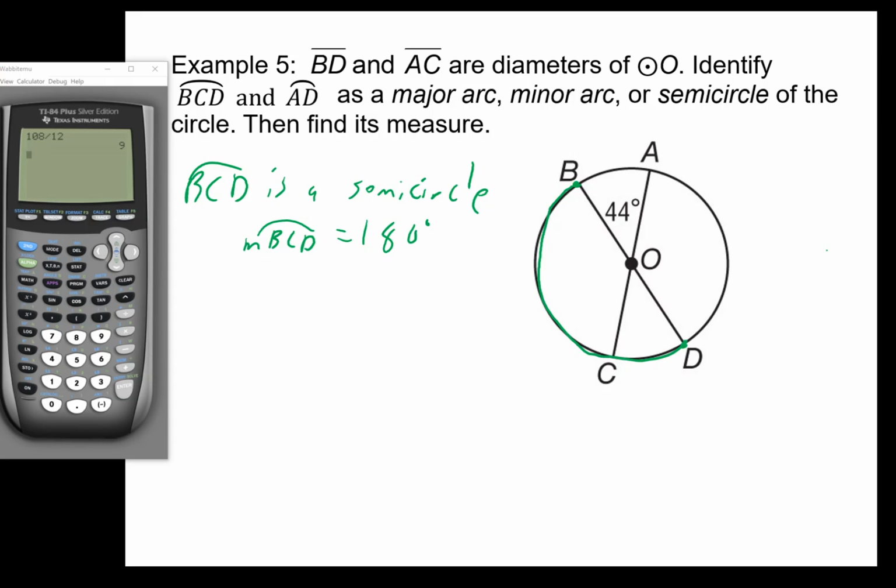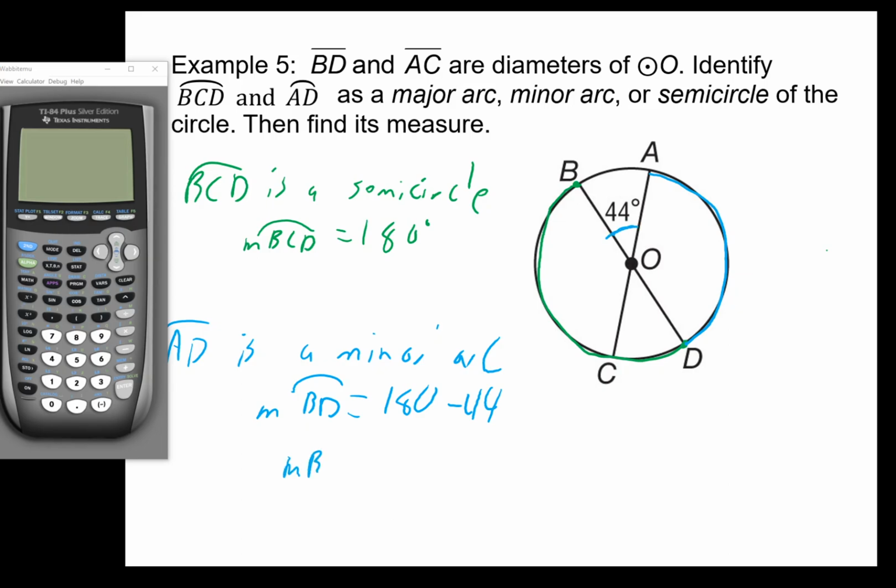Now, AD over here, we'll do this one in blue, is less than a semicircle, so AD is a minor arc, and the measure of arc, not angle, I'm sorry, of arc BD is 180 minus 44, because again we're subtracting out this piece, which gives me that exact same measure we had earlier of 136 degrees.